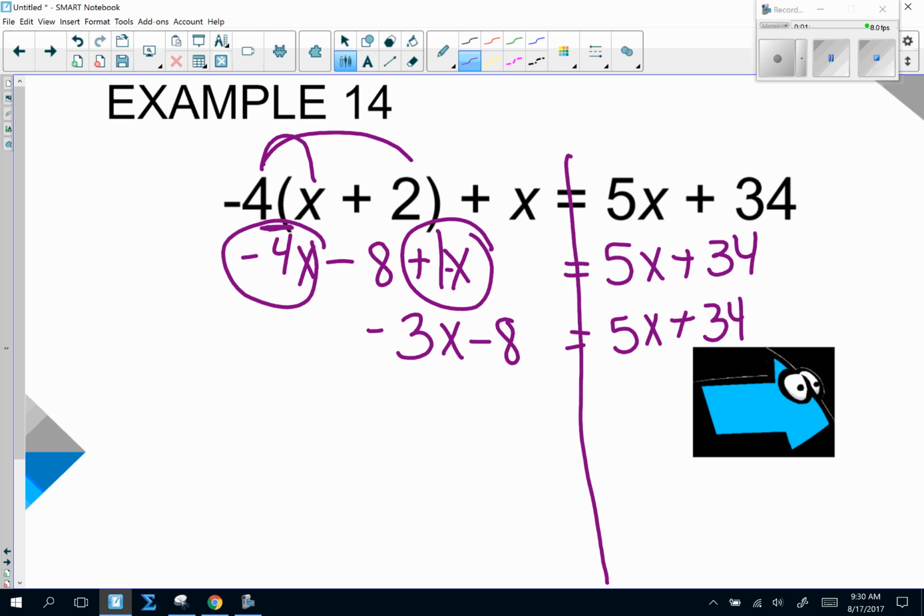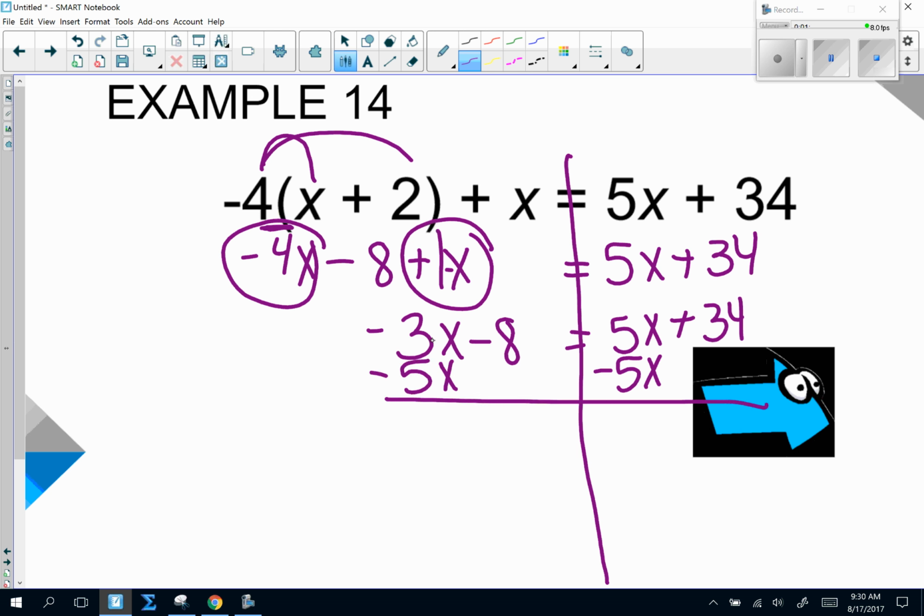Okay, so now I have to move and get my variables on one side of the equal sign and my plain old numbers or my constants on the other side. So I'm going to move my letters to the left. So I'm going to move this +5x to the other side, so I have to do the opposite to move it. So instead of +5x, I'm going to subtract 5x. Whatever I do to one side of the equal sign, I have to do to the other.